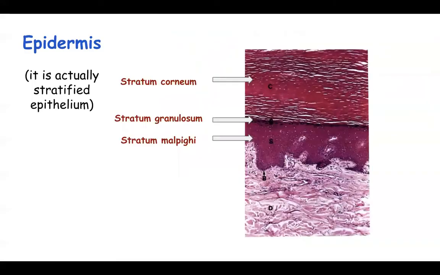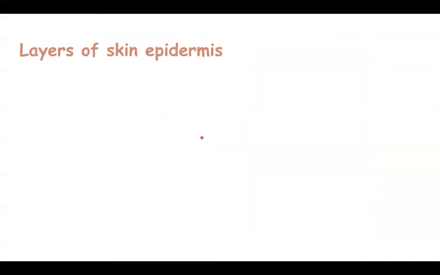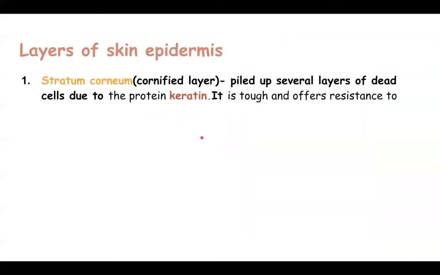The epidermis, as I already told you, is stratified epithelium tissue. Therefore, the various layers are called stratum. So we have stratum corneum as the outermost layer, stratum granulosum as the middle layer, and the stratum Malpighiae or stratum germinativum as the innermost layer of the epidermis. Now, the stratum corneum or the cornified layer is piled up several layers of dead cells due to the protein keratin.